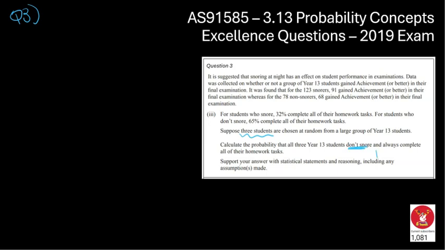So we're trying to find the probability that they don't snore, so S dash, and they did all the homework tasks, so S dash and H. So it looks like it's going to be a probability tree to find this probability. And then once we've got it, we then have to consider the impact of the 3 students. But let's worry about that bit of it later on.